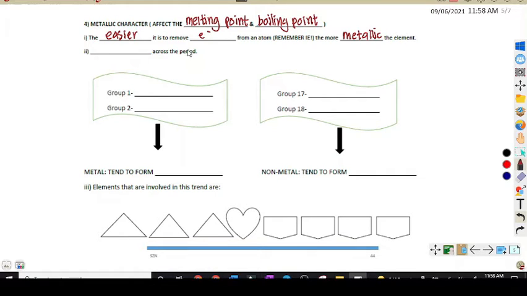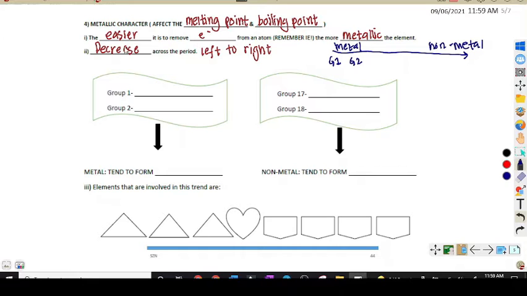So when we are going across the period from left to right, the metallic character will decrease because in the periodic table we have group 1 and group 2, which are the metals themselves, together with the traces of it in the p block. So we are going from left to right, which is from metal to non-metal elements in the periodic table. So that's why the metallic character will decrease across the period.